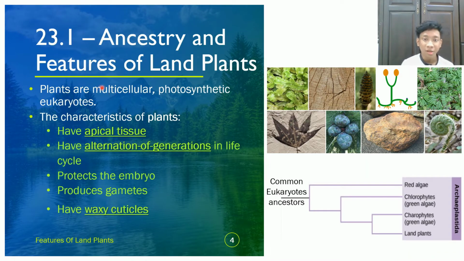Plants are multicellular photosynthetic eukaryotes. The characteristics of plants are that they have apical tissue that produces specialized tissue. They also have alternation of generations in their life cycle. They protect the embryo. The gametangia produce gametes. And the last one, they have a cuticle on their leaves to prevent water loss.